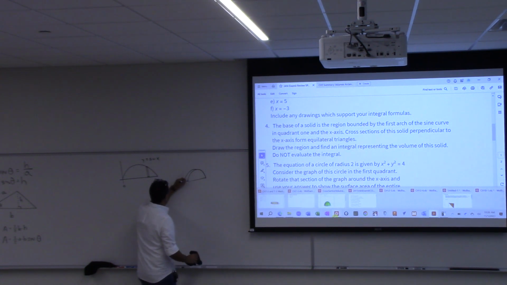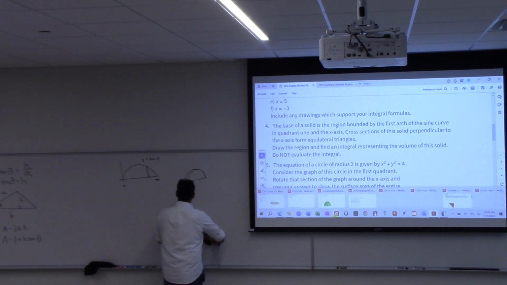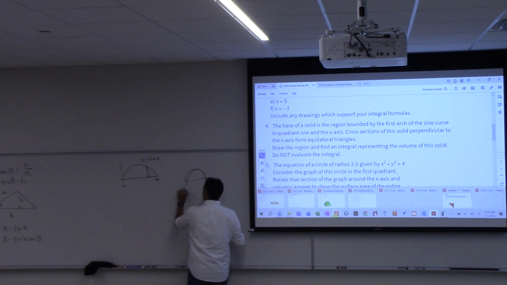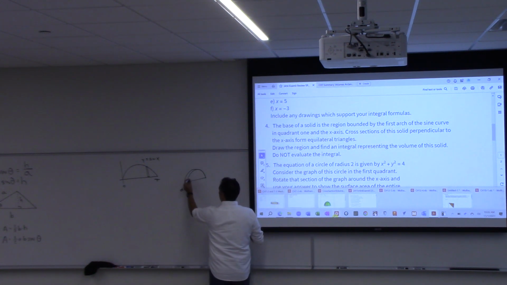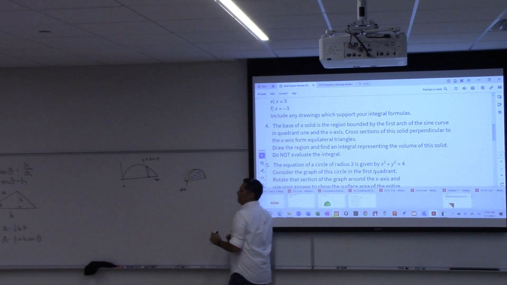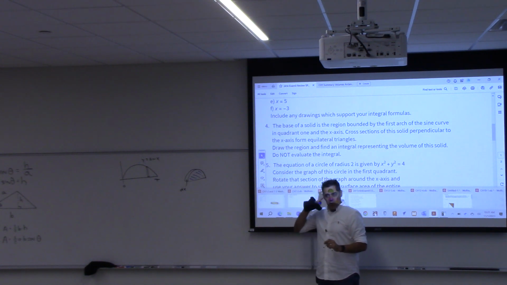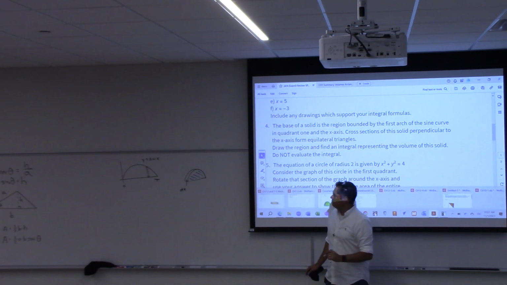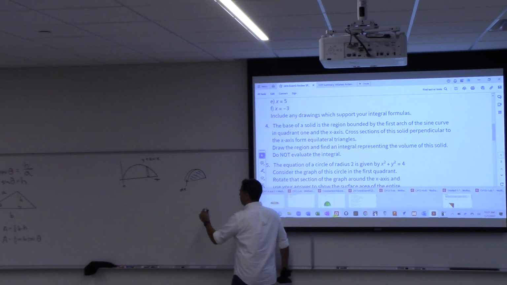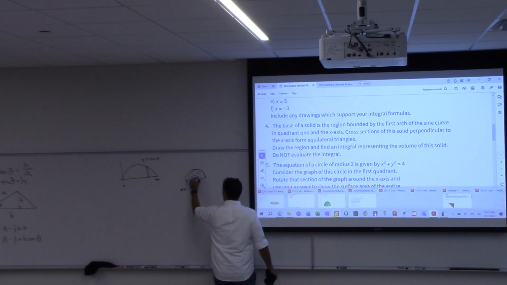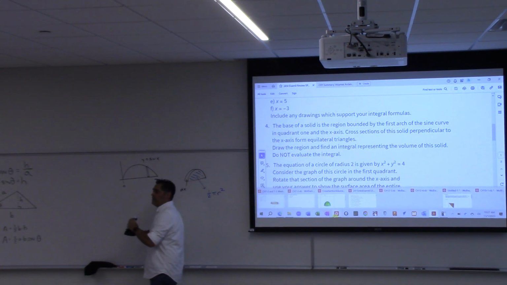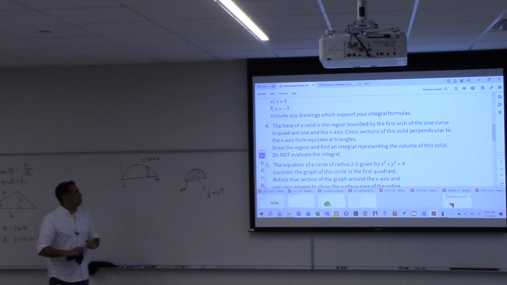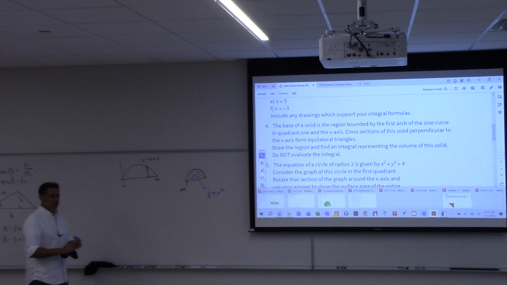Now, how thick is this? That part you should always have dx. And then we just need the area of the front of it. And that's a semicircle. So what's the area of a full circle? Pi r squared, right? So this is going to be half of pi r squared. So you need to know the radius of that circle, don't you?